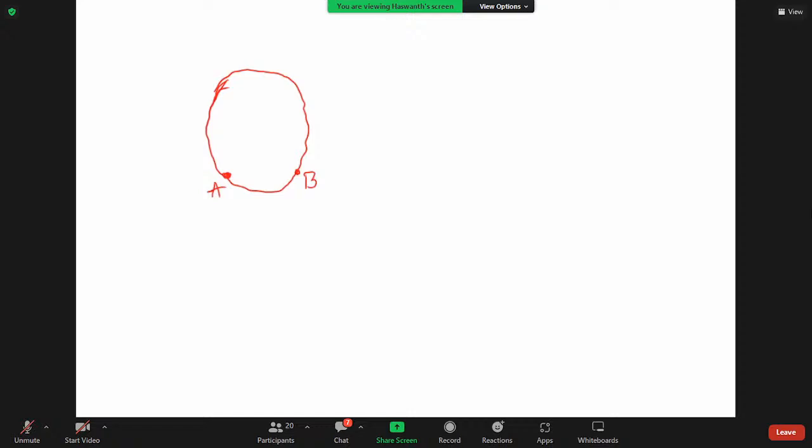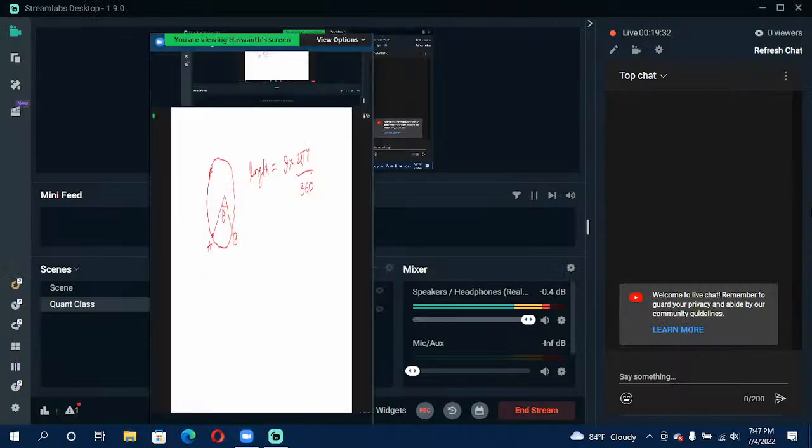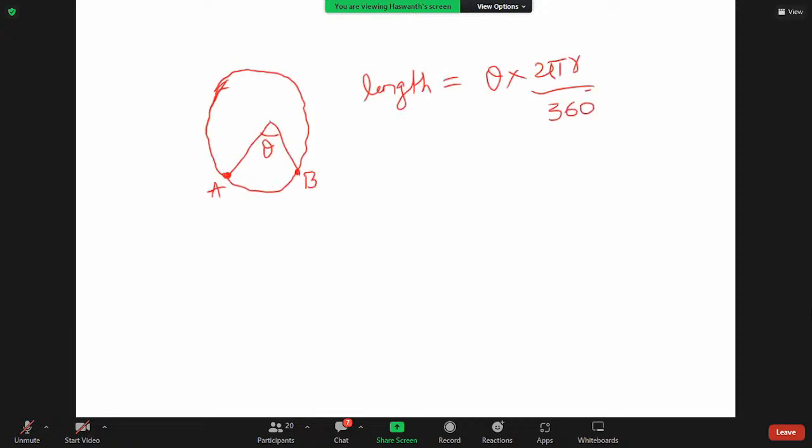So let's say there is an arc AB. If it makes an angle theta at the center, then the length of this arc is theta into 2 pi r by 360, where theta is the angle this arc subtends at the center.